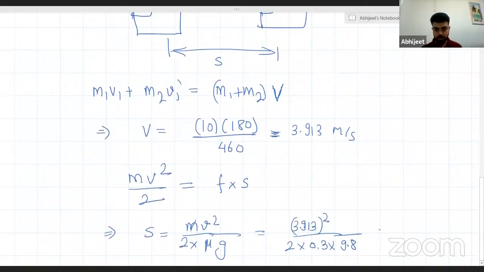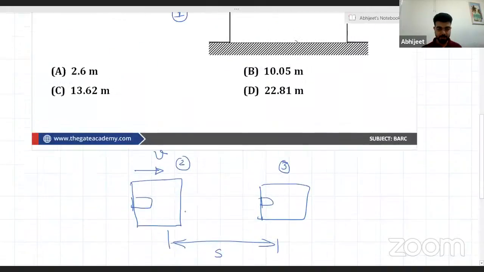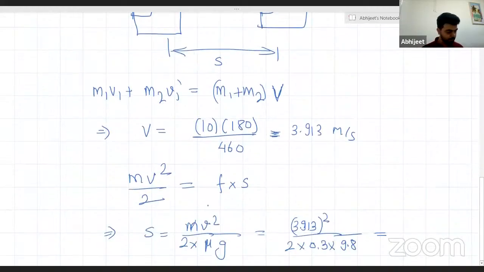Now let me know what is the answer finally coming. Which one is the correct option? Come on, guys. Let me know on the chat box. So which one is the correct answer?